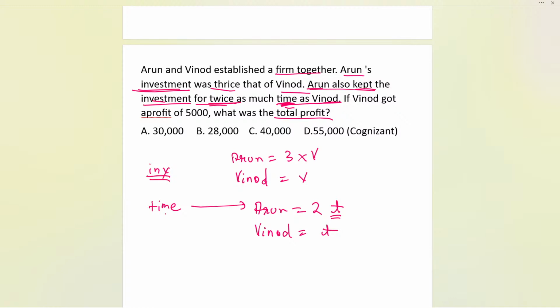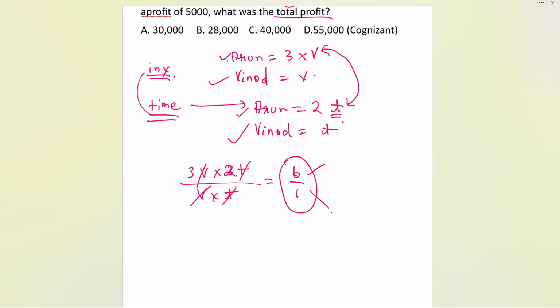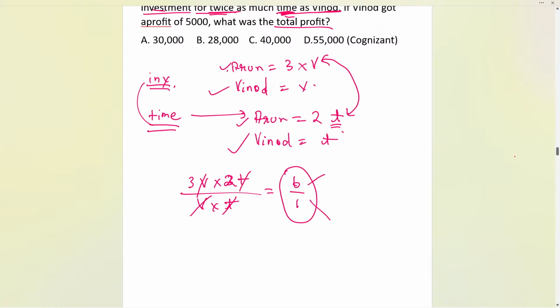When investment and time are concerned, we can individually multiply them and relate the investments accordingly. So 3V into 2T for Arun, divided by Vinod's investment and time multiplied, V into T. Here V and V cancel, and we get the ratio 6:1, which is the share of investment. We can also say it is the profit share of both of them.